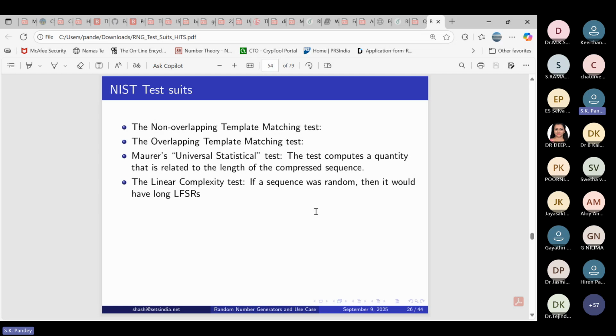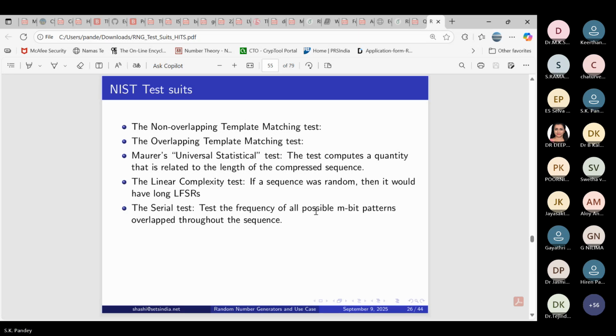This is interesting, the linear complexity test. If a sequence is random, then it would need a long LFSR. The LFSR is a well-known pseudo-random number generator design. What is inside that test is that you generate a random sequence, give it as input to an LFSR, and see how long a sequence it will generate. So from a random sequence, you are giving it to another random generator whose properties you know, which you have studied well. Based on this study, you will be able to find out their pattern.